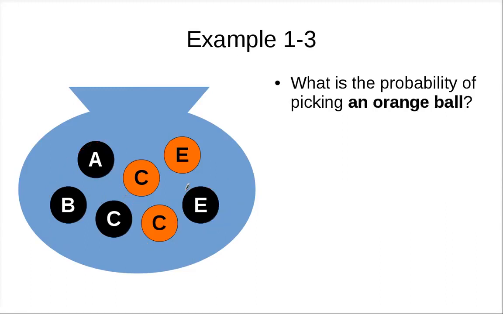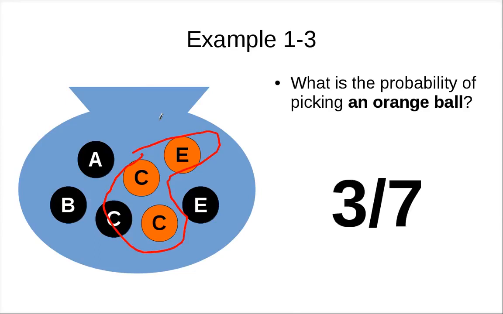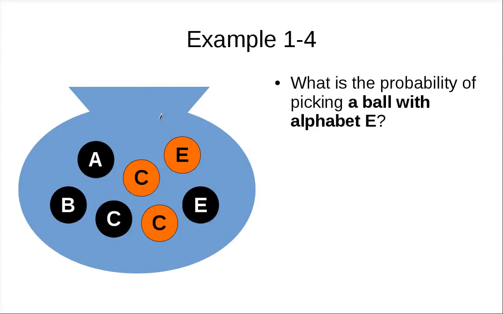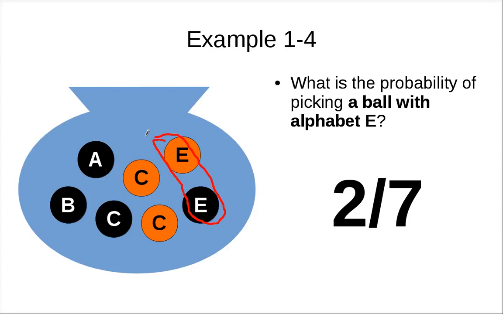Easy, right? And what is the probability of picking an orange ball? Again, these are the orange balls. There are 3 of them. So you get 3 over 7. And what is the probability of picking a ball with alphabet E? Again, there are 2 balls here. So it's 2 over 7.